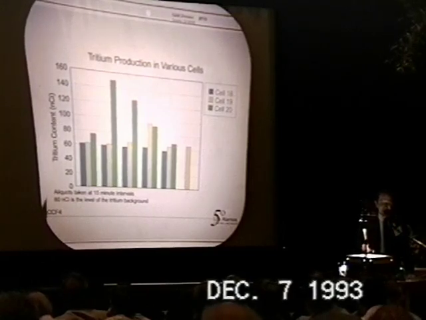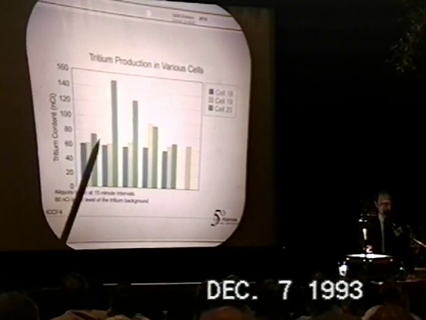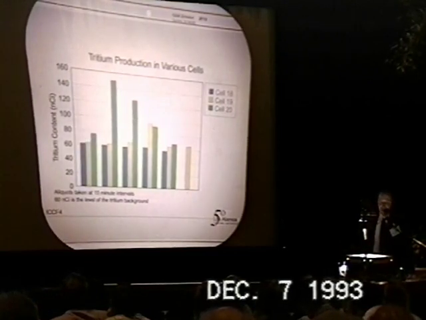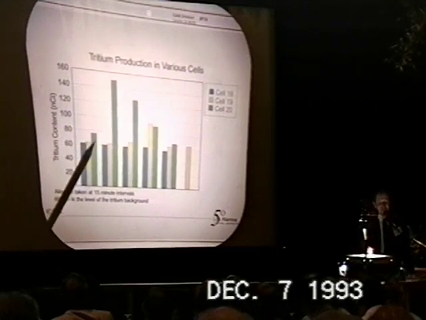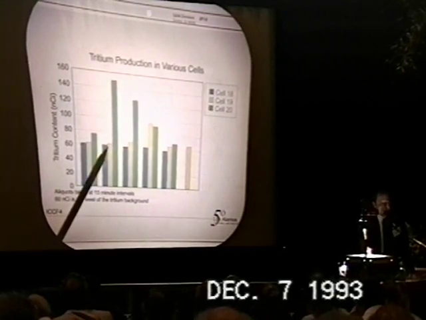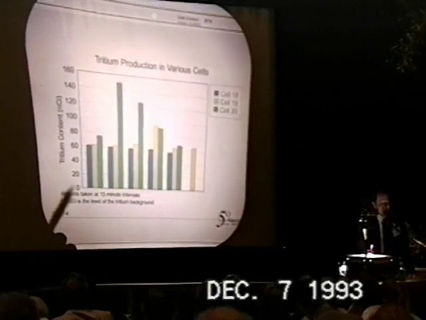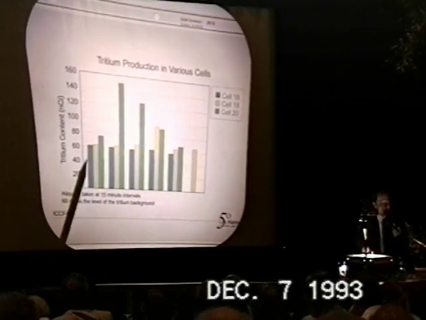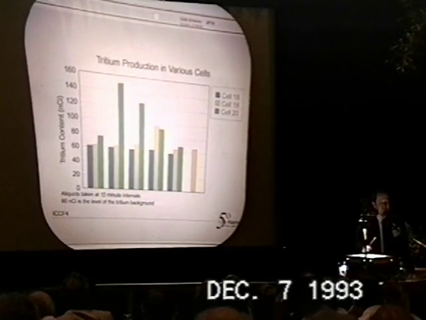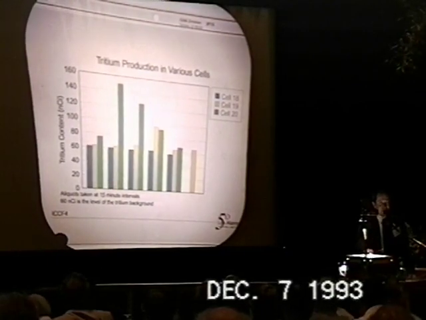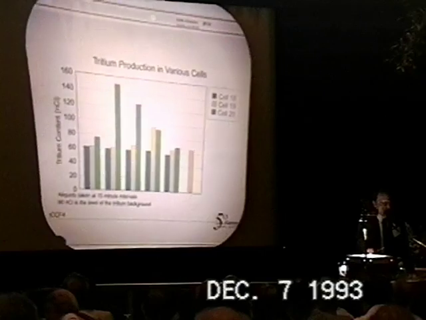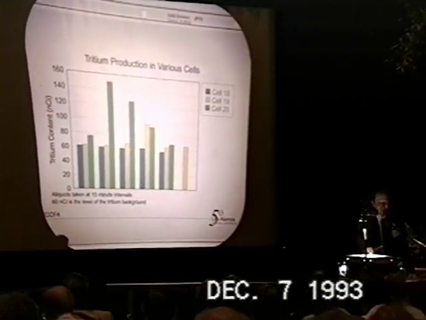Cell 19 was an average producer, but cell 20 was really a pretty good tritium producer. One of the things of interest is that the tritium seems to be coming more from the palladium, not... to decompose the palladium, either just by reducing the pressure or later on out here by heating.